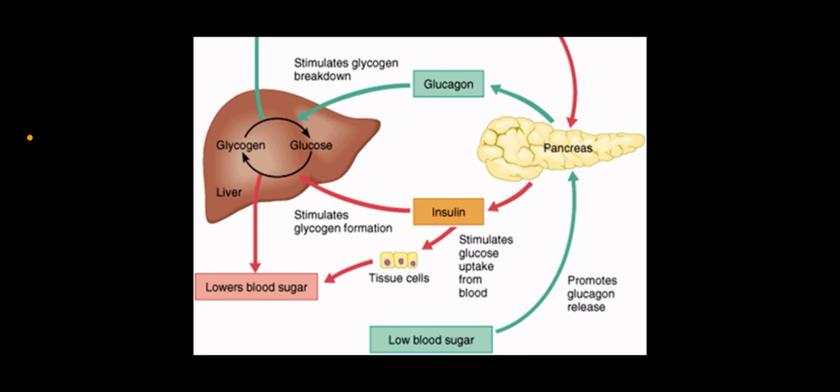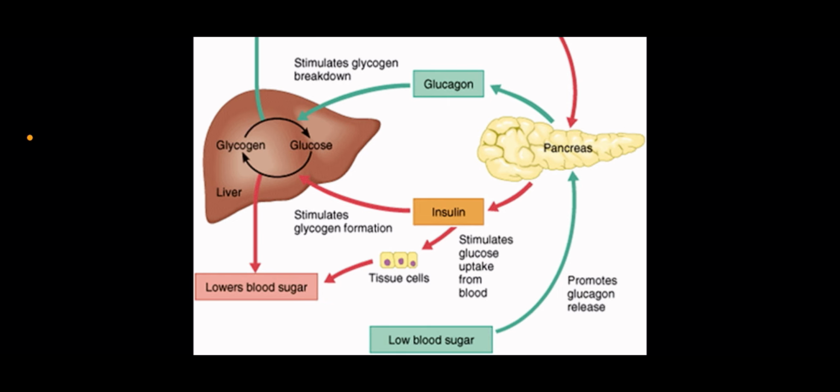Now, there are three hormones that we're going to be looking at today: insulin, glucagon, and adrenaline. These are all hormones that regulate blood glucose. Insulin lowers the blood glucose concentration, and we're going to be looking at insulin now.